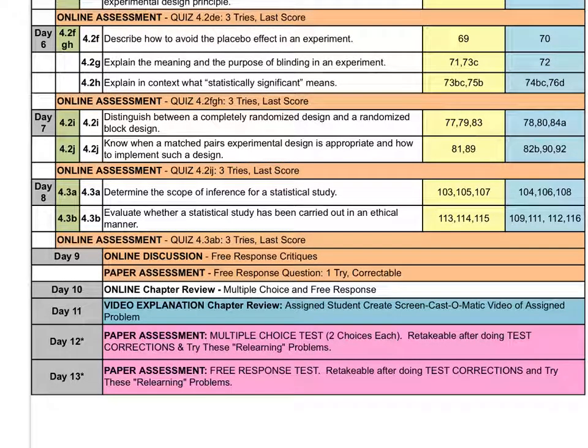We will then conclude the chapter with our standard free response practice, our chapter review, a time to ask questions, and then 2-day testing of your multiple choice and free response, which is all paper-based. Again, what you're going to notice about this chapter, it's much more of a writing chapter versus very little on the math.